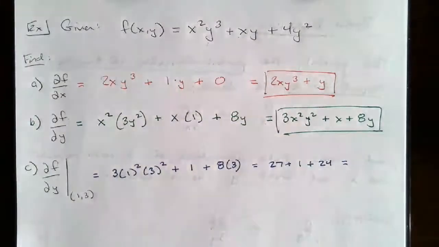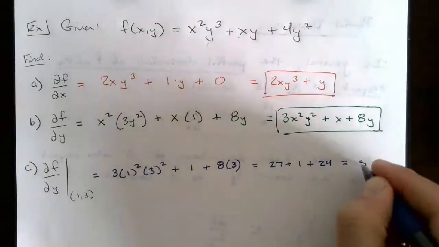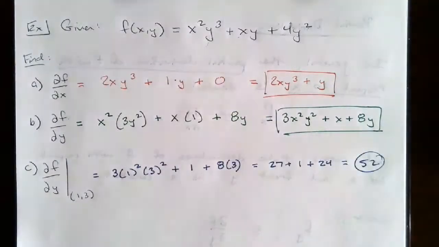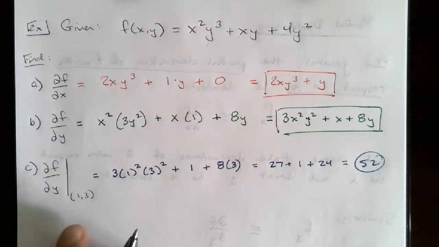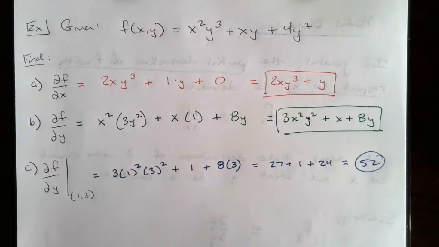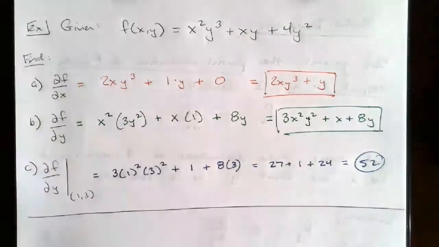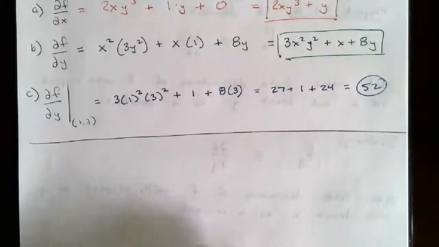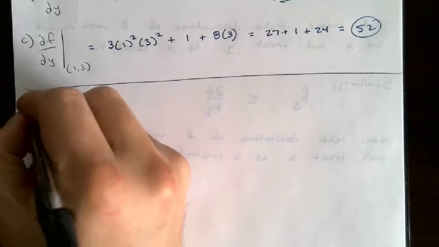And adding those together, 27 plus 1, I'll give you 28. 28 plus 24 gives us 52. So 52 would be the partial derivative of f with respect to y, evaluated at the point 1, 3. And that's all that's showing. Alright, let's take a look at another one. This takes practice. If you don't practice this, you probably won't understand how to do it.